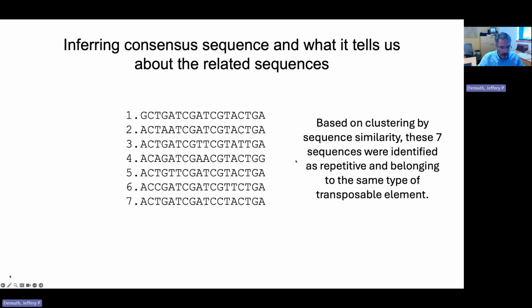So let's talk about molecular evolution. First thing we need to understand is inferring a consensus sequence and what that can tell us about the evolution of the related sequences. In my little cartoon example, I'm going to go through these 7 sequences, which we can pretend got pulled out of a genome based on clustering by sequence similarity. We're going to actually run this in our software pipeline for the final projects. But these are identified as repetitive and belonging to the same transposable element type. They're sufficiently similar in sequence.